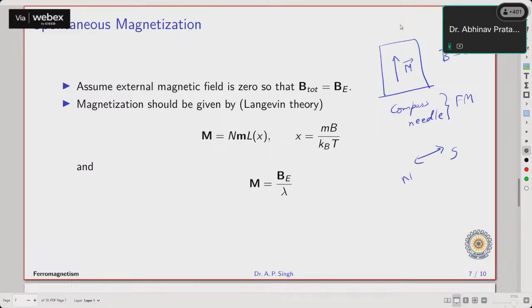So what you can do is you can get an estimate of spontaneous magnetization, and you can see how it should change with temperature also. Okay, so let us see how we can do that using the molecular Weiss theory.